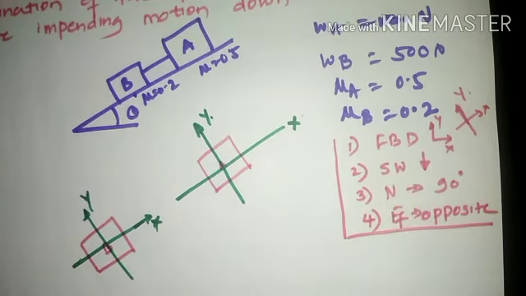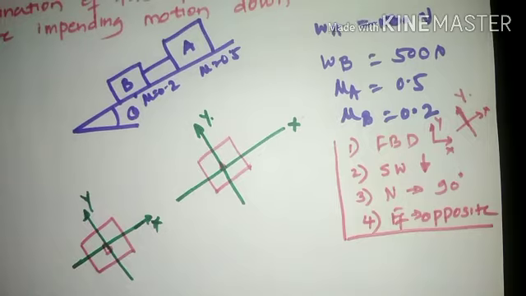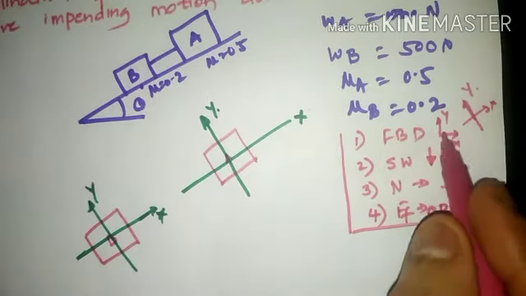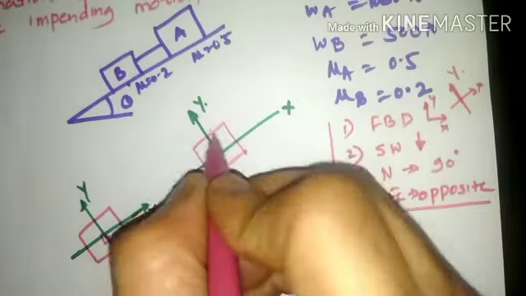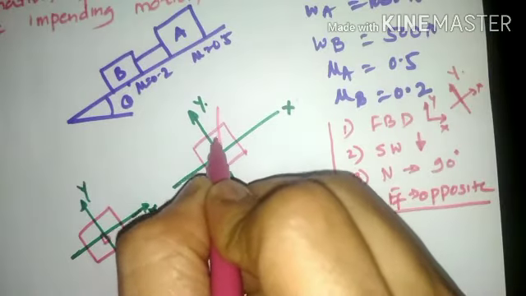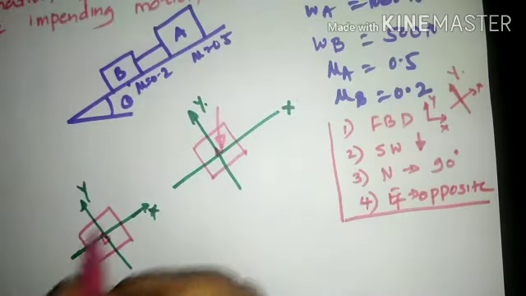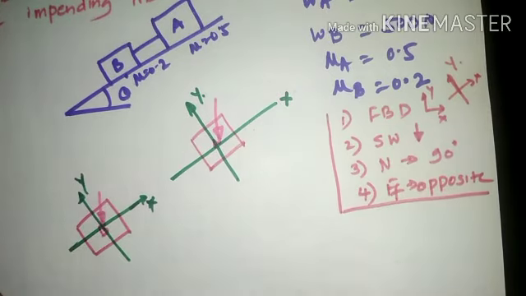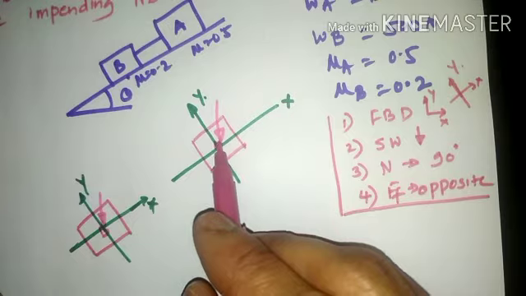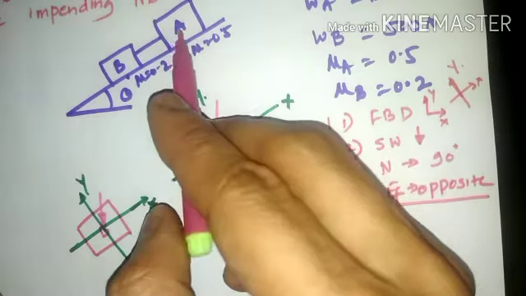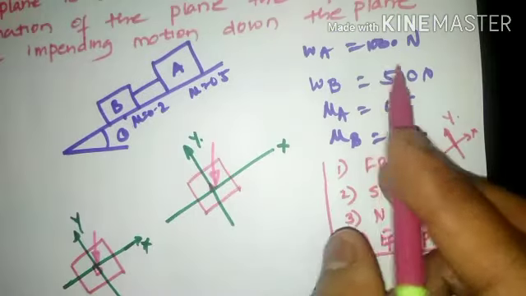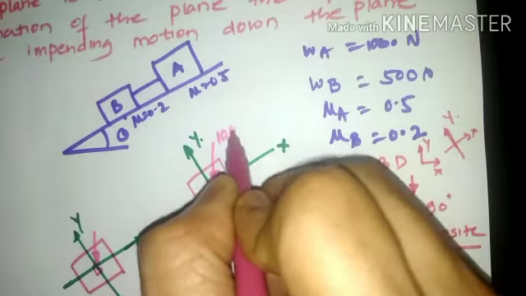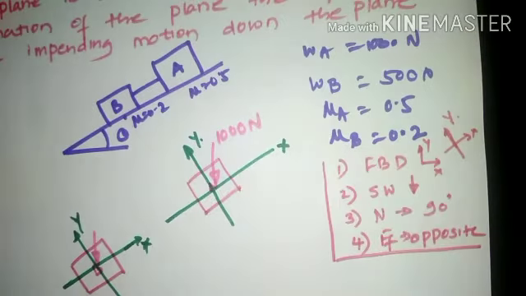Now self-weight will always be in the vertically downward direction. If I mention vertically downward direction, it means parallel to the conventional y-axis. So I shall mark self-weight in the vertically downward direction like this. Similarly, self-weight of this particular block will be in the vertically downward direction. Now what is the magnitude? This block is named A, and self-weight of block A is 1000 Newton. So mark this as 1000 Newton.